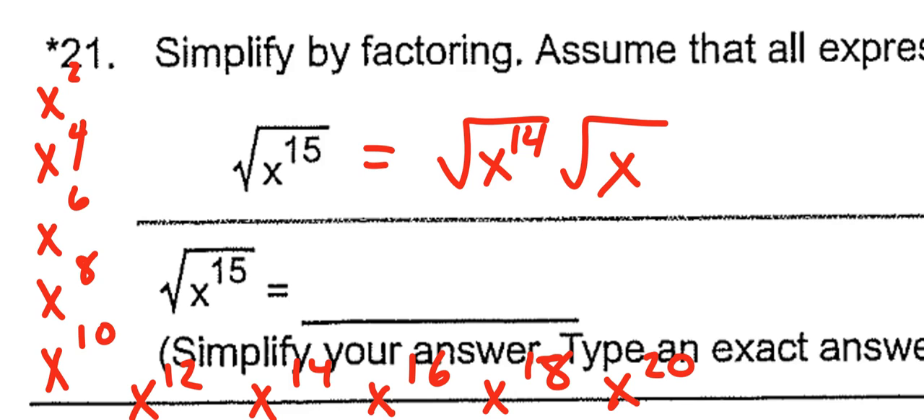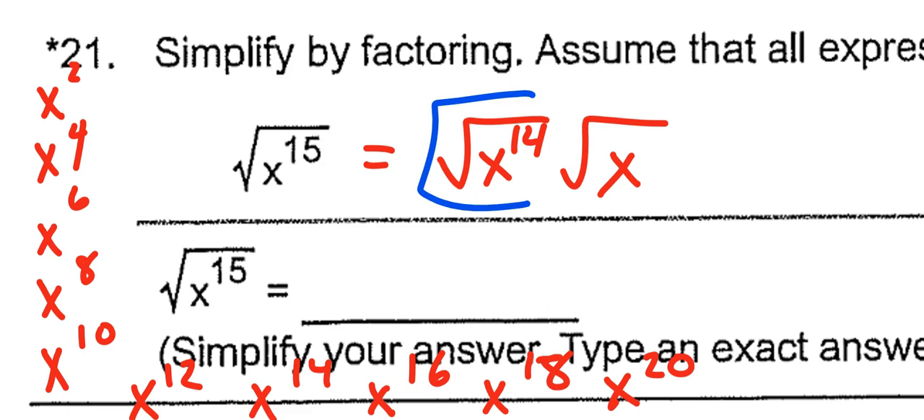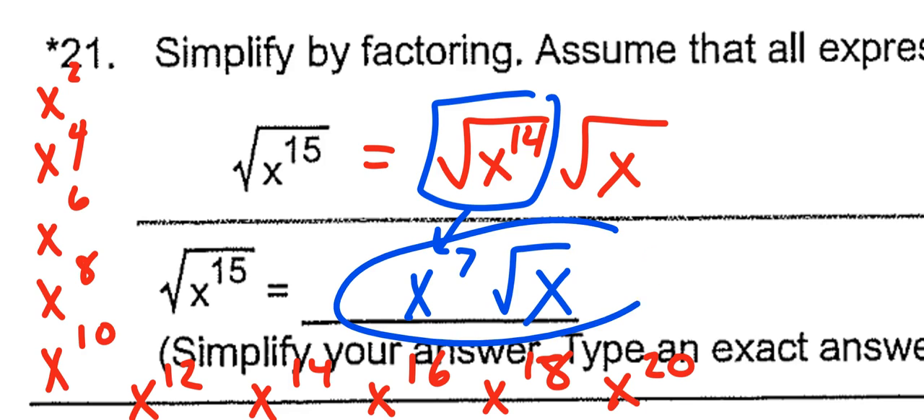So 2 goes into 14. How many times? So that would be x to the 7th on the outside. And this is the leftover that you can't do anything with. Okay, so this part right here turned into what? X to the 7th. Okay, the leftover is the leftover. You can't do anything with it.